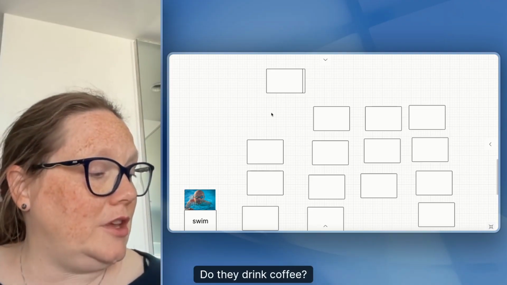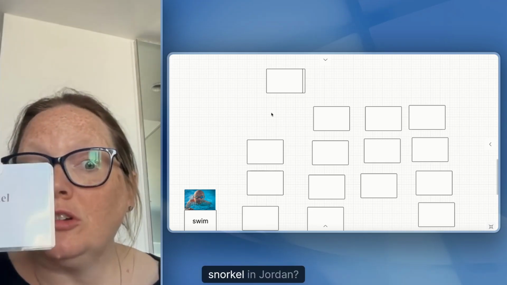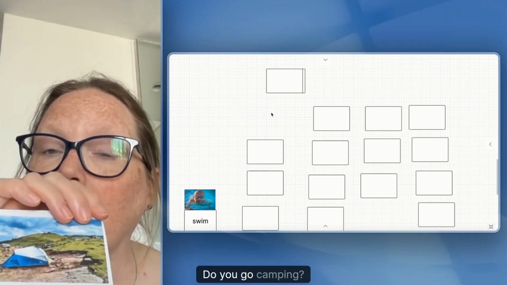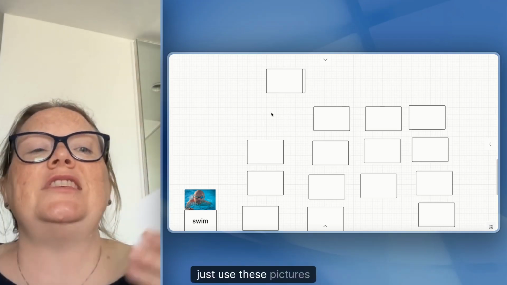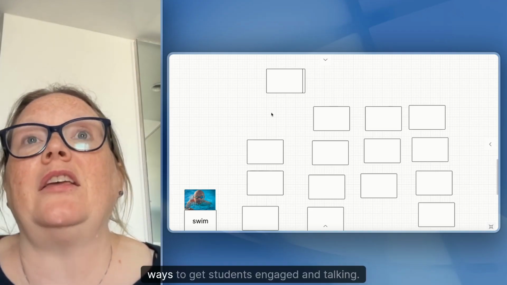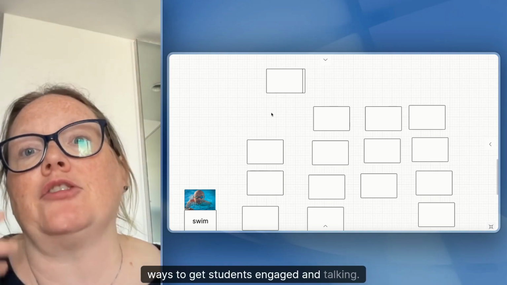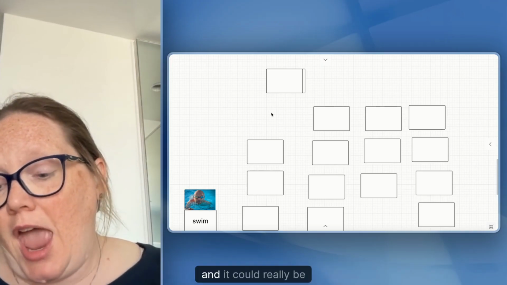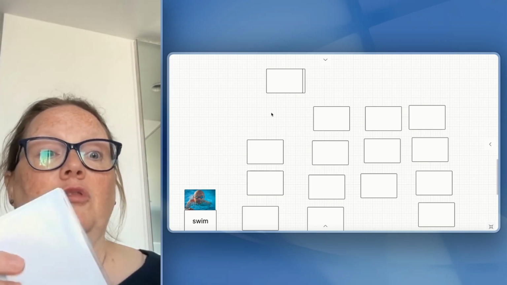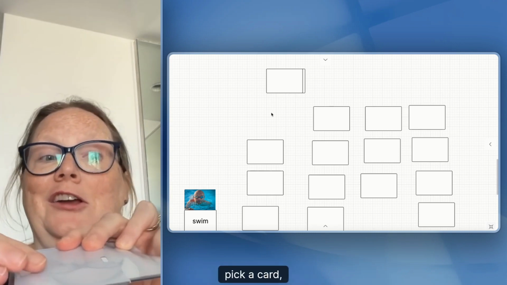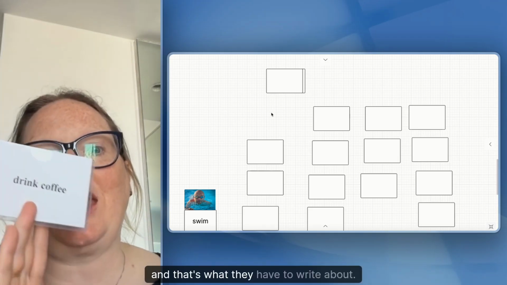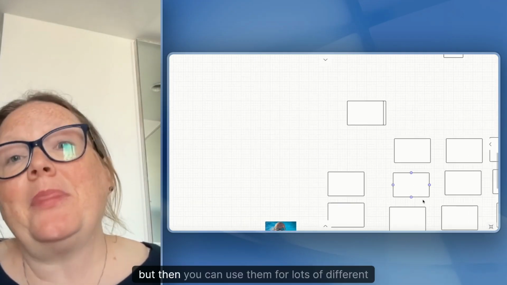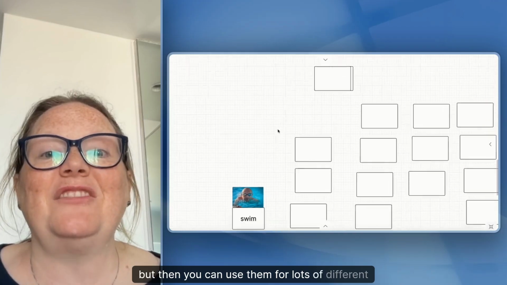Do they drink coffee? Do they snorkel in Jordan? If so, where? Do they go camping? Do you go camping? Right, so you could just use these pictures as ways to get students engaged and talking. Or maybe they have to write sentences using these pictures. And it could really be random, like here, pick a card, any card, and they pick it, and that's what they have to write about. Right? So you make one set of cards, but then you can use them for lots of different things.